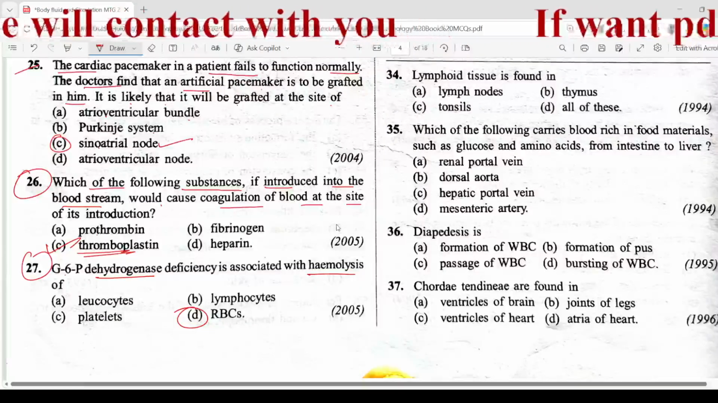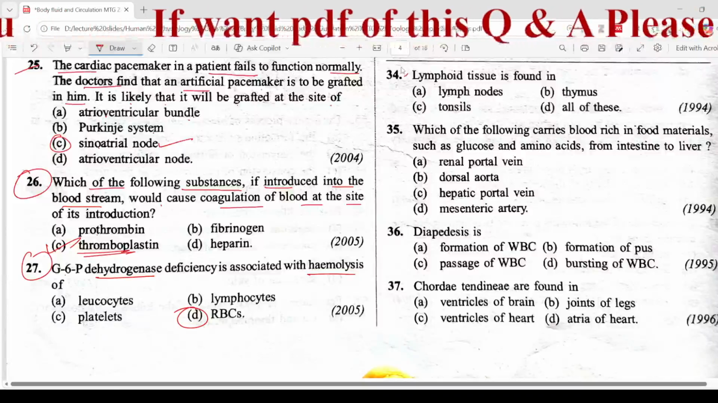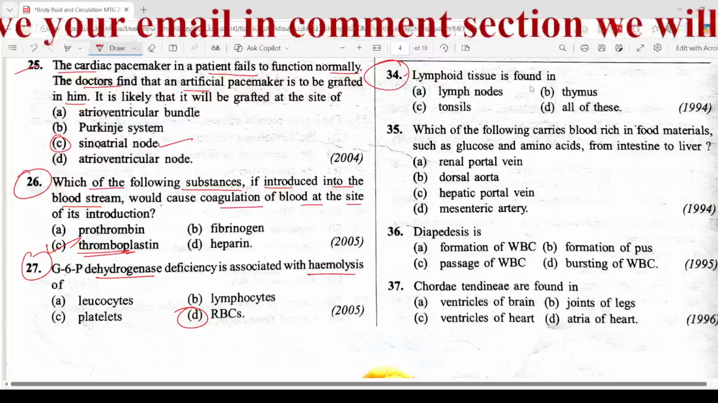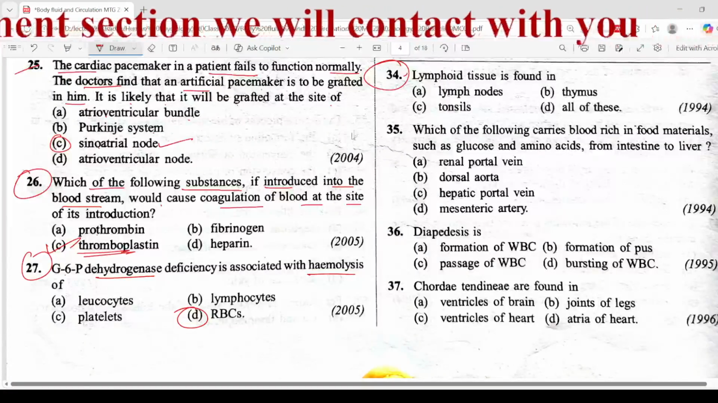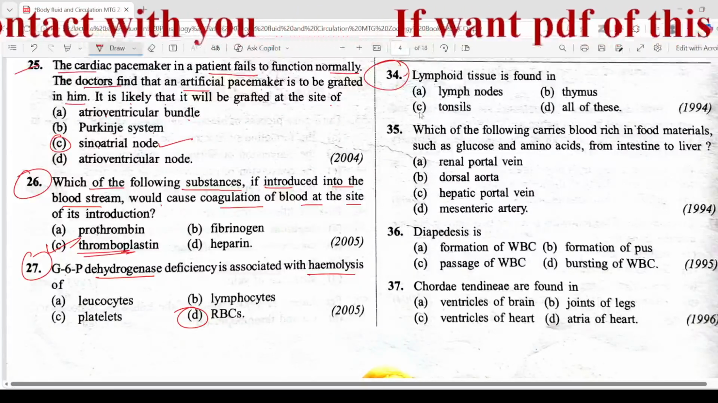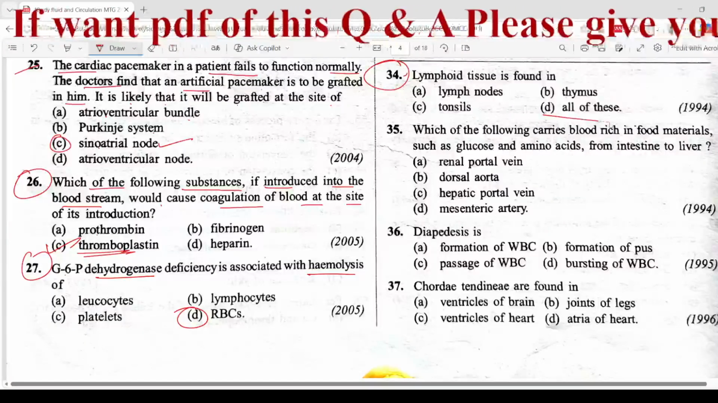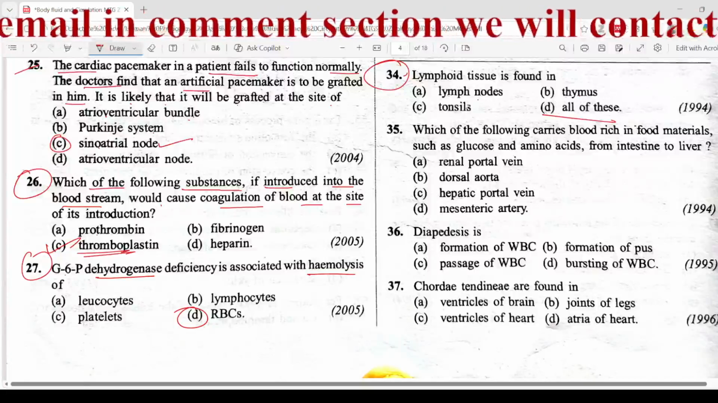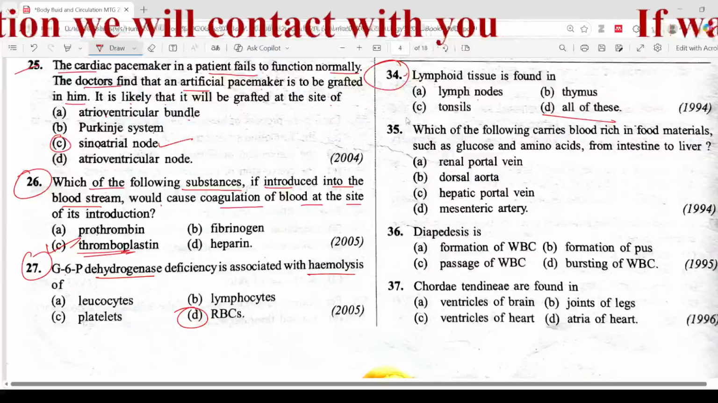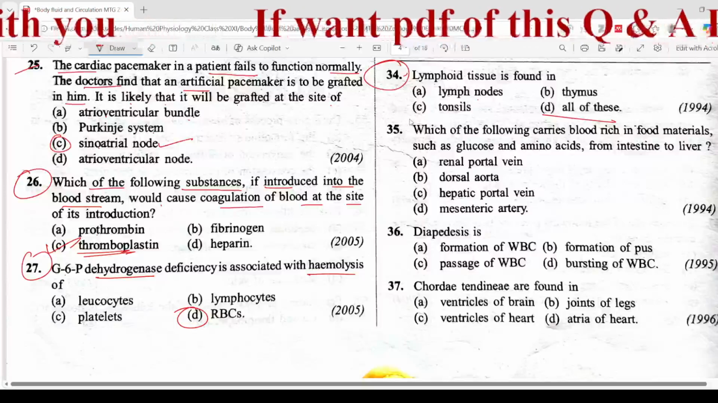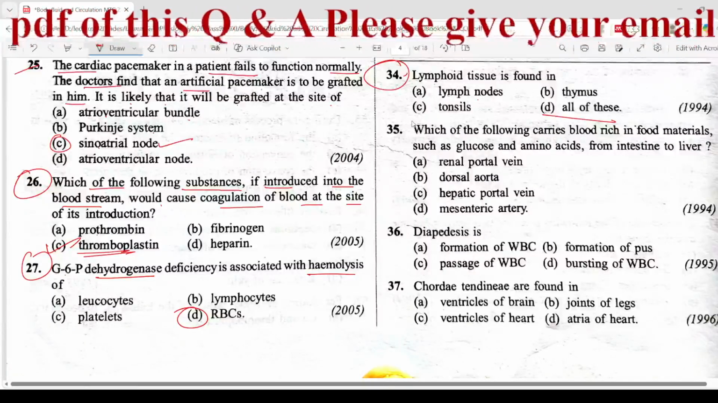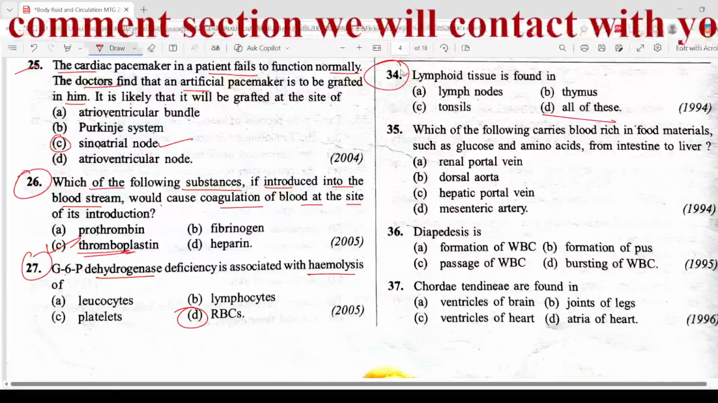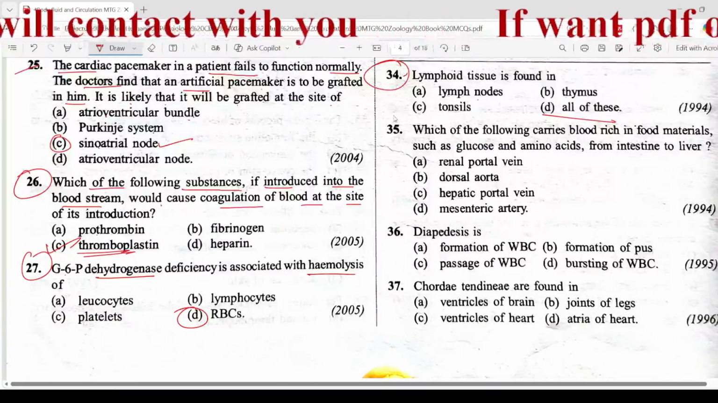So let's move to the next question. Question number 34. Lymphoid tissue is found in. The correct answer will be all of the above. So lymphoid tissue is found in lymph nodes, thymus, and tonsils, as well as spleen. So it produces lymphocytes which have a lifespan of only a few days and must be constantly replaced. So this is the explanation.